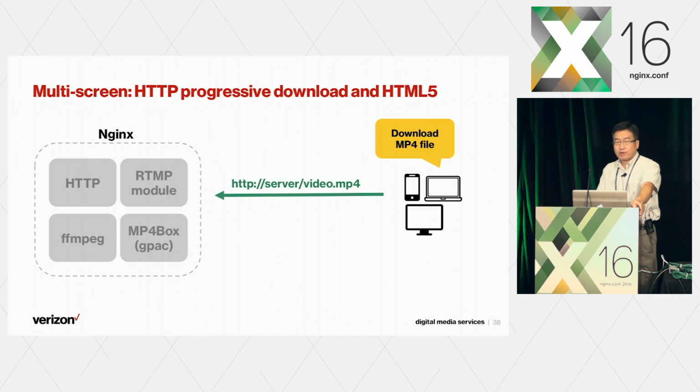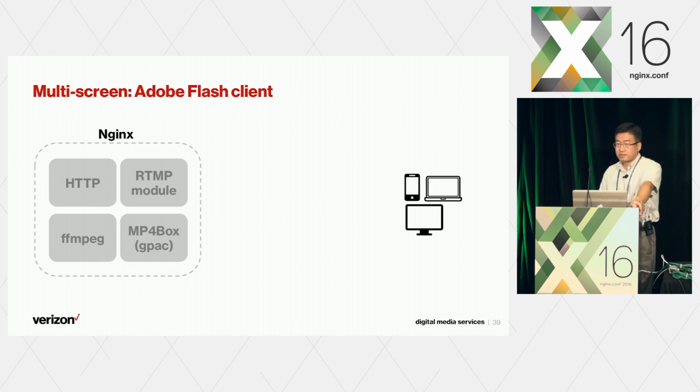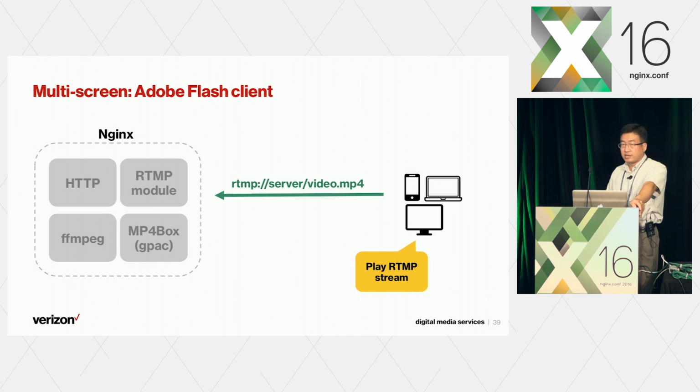When we get a request for an MP4 file over HTTP, we can just serve the file over HTTP. That is the case when the client is capable of HTML5 or trying to play the video using progressive download. Some other clients that have Adobe Flash Player make a request over RTMP. Then the NGINX RTMP module can return the content over the RTMP protocol.